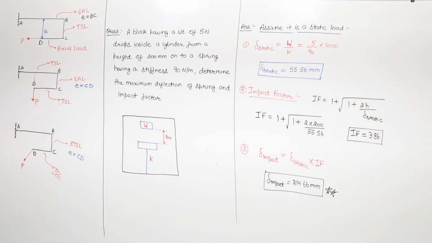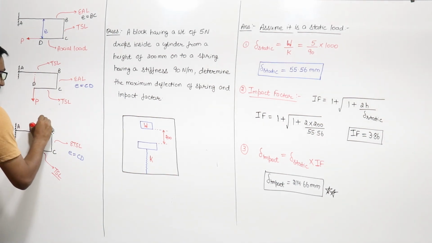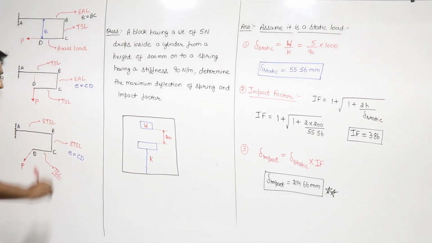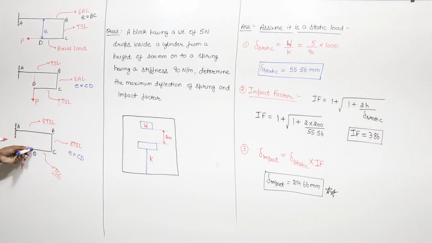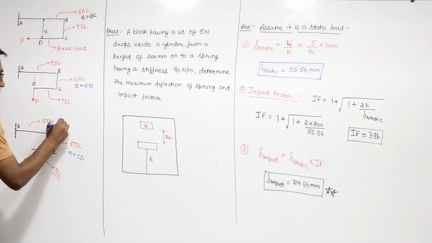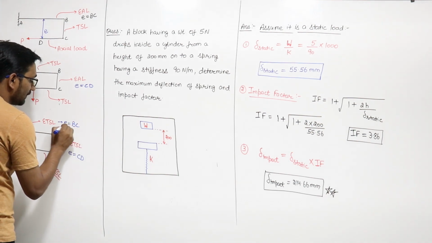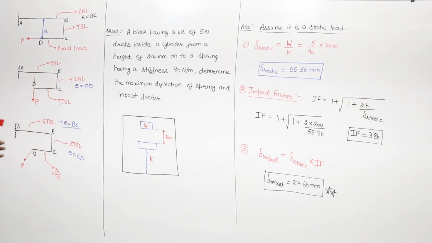Now for AB, this is the load and this is the longitudinal axis. The load is perpendicular to the longitudinal axis, but again it is not passing through it. So the load which is perpendicular to the longitudinal axis but does not pass through is an eccentric transverse shear load, and in this case the eccentricity will be the perpendicular distance between the line of action of force and the longitudinal axis. This is the eccentricity. So in this case the eccentricity will be equal to BC.